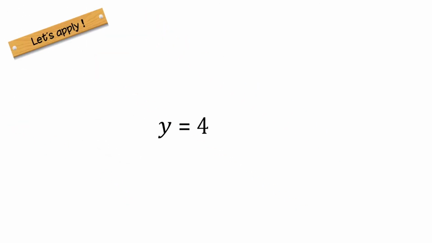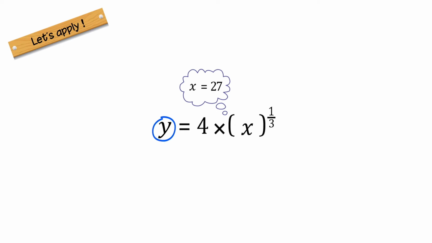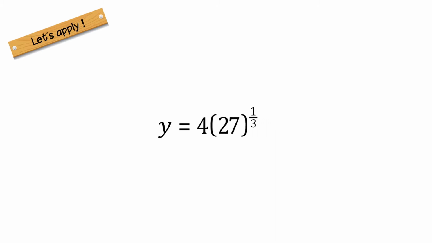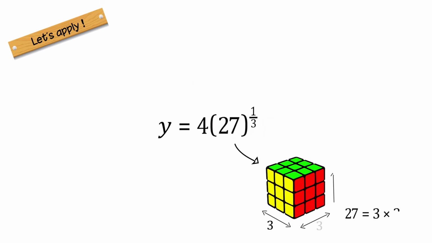Let's apply what we have just learned on evaluating indices. Recall that this means 4 times x to the power of 1/3. When x equals 27, how can we find the value of y? Think about what we can do. Yes, we can first substitute x equals 27 into the equation, and we can write it like this. Now, what should we do with 27? You are right. We should write 27 as 3 times 3 times 3, which is 3 cubed.